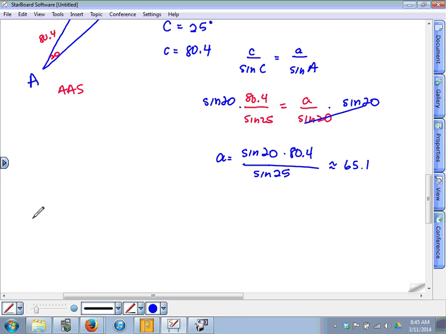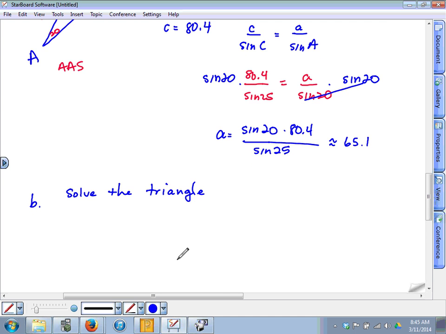Let's try another. Part B, same example. Actually, let me change direction. Solve. What does that mean? I know. Find all the angles and all the sides. There you go. Solve the triangle. Earlier on, I thought solve plus HE, like plus Hamiltonian triangle or whatever. I was reading this weird.